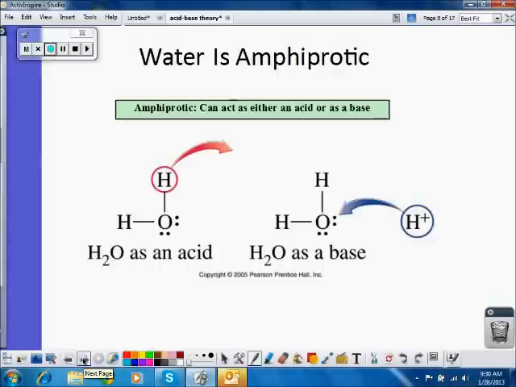Okay. And you'll notice in our examples, water acted as an acid and as a base. So that is called amphiprotic or amphoteric. Those are two words that mean that it can act as either an acid or a base. Water is not the only substance that is amphoteric or amphiprotic, but it is the most common one. And we're going to look at that more when we look at pH.